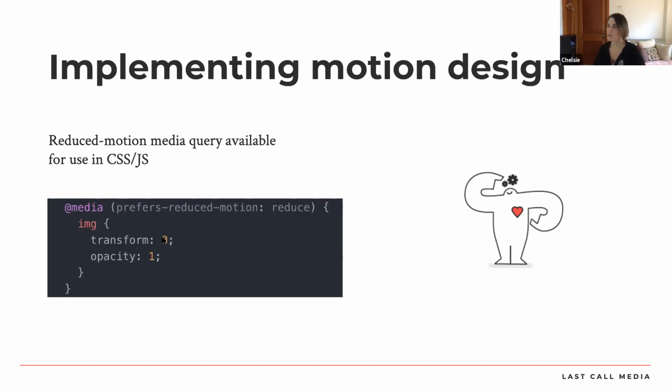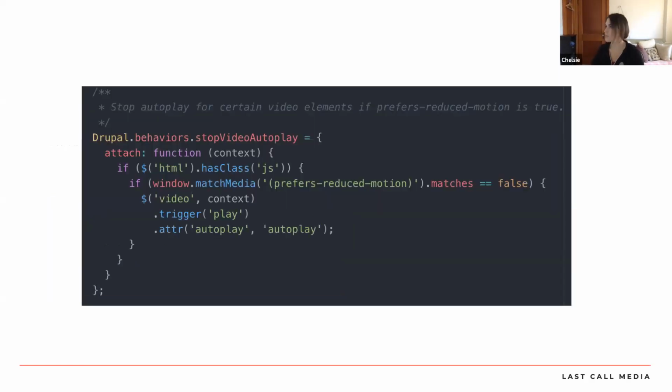So we're setting that to 0, meaning it doesn't happen. And then we're setting the opacity to 1, which means instead of fading in, they just appear. They're just there by default. So that was a way that we could kind of be mindful of that. You can also use this in JavaScript.